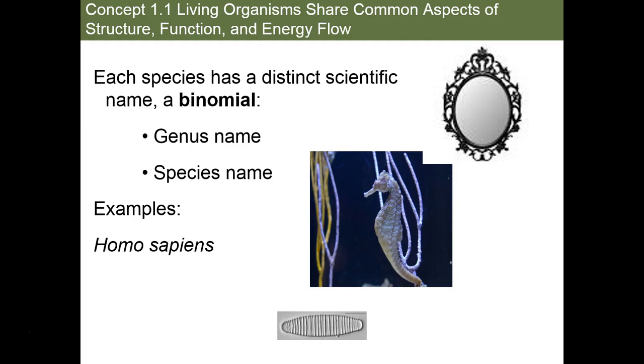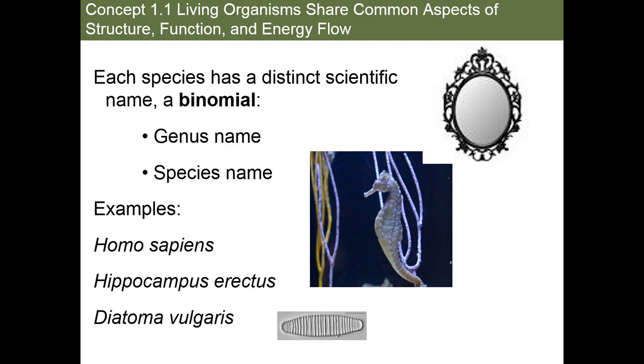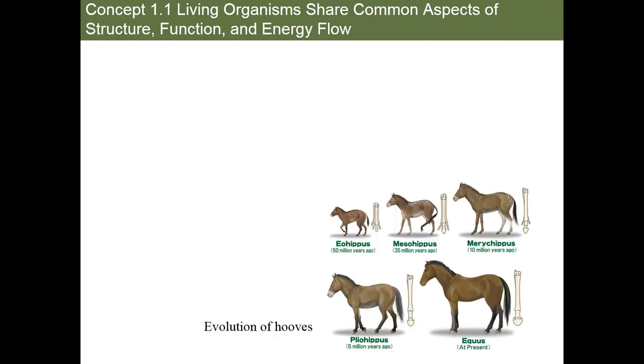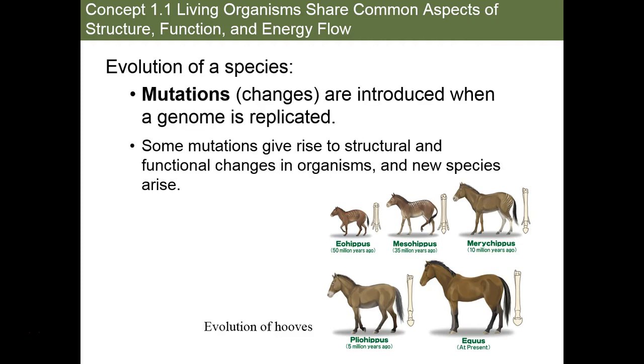Some examples would be Homo sapiens. Look in the mirror for an example of that species. Another example of binomial name would be Hippocampus erectus, or also commonly referred to as the lined seahorse. And on the bottom, we have what is called Diatoma vulgare, which is a single-celled algae. These scientific names can show relationships between different species.